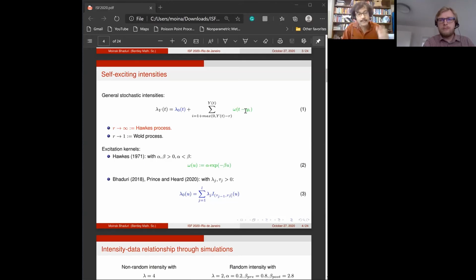One very common choice of the memory kernel is the exponential kernel, where a high value for beta will tell you that you're forgetting the past very, very fast. Your memory decays very rapidly, while a low value of beta will tell you you have a long memory. Now, how much history is relevant to your problem is controlled by this window of size R. And here we have worked with the most general case of an infinite history that leads to a Hawkes process.